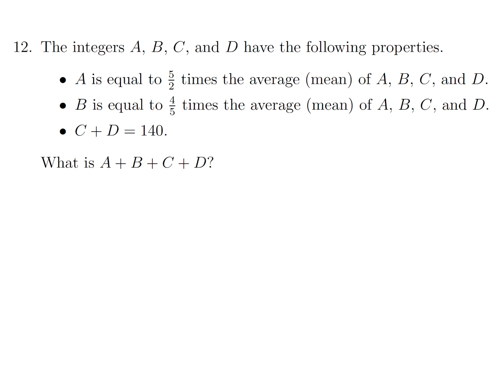The integers a, b, c, and d have the following properties. a is equal to 5 over 2 times the average of a, b, c, and d. b is equal to 4 over 5 times the average of a, b, c, and d. And c plus d is 140. What is a plus b plus c plus d?